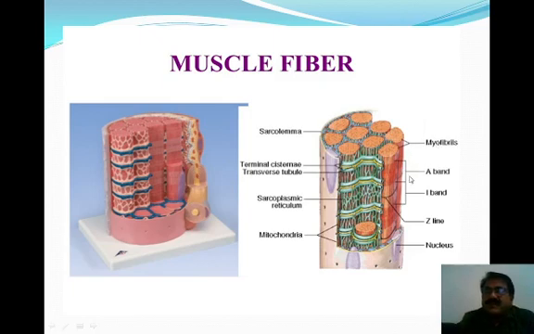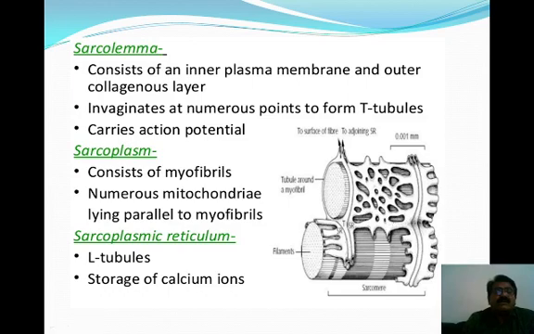Now we already know that the muscle fibers, the striated muscles, have A bands and I bands, and in between these A bands and I bands there are zigzag lines, known as the Z lines. Now the sarcolemma consists of an inner plasma membrane and an outer collagenous layer. In muscles, it has invaginations at numerous points to form the T tubules. It carries the action potential.